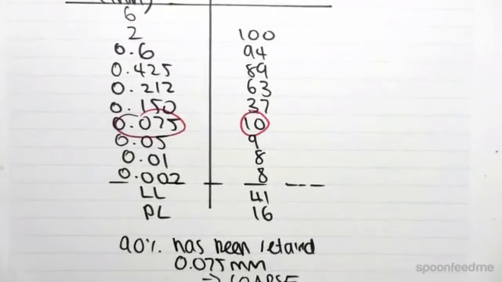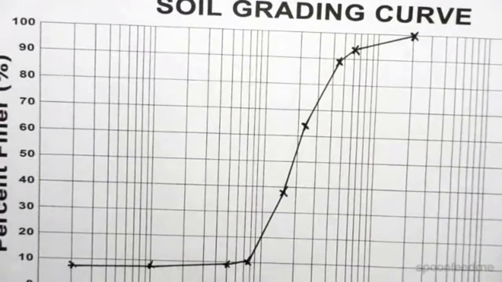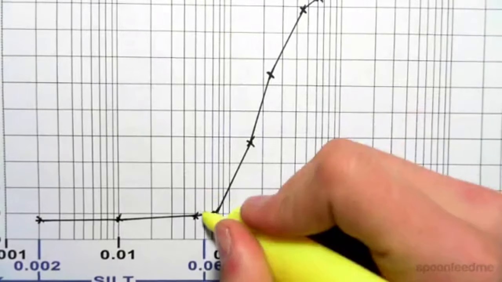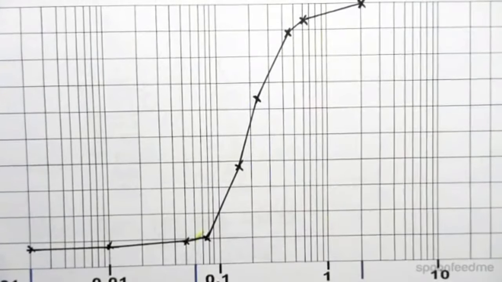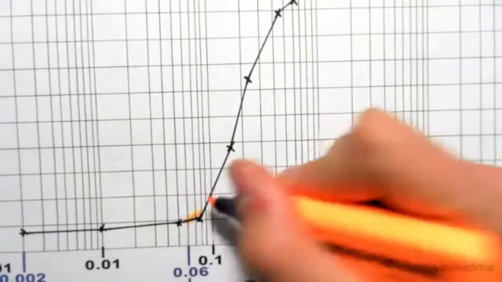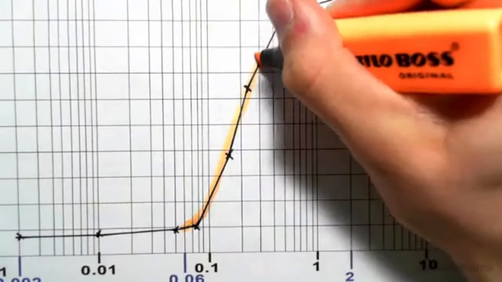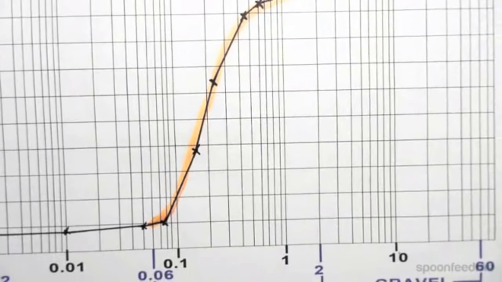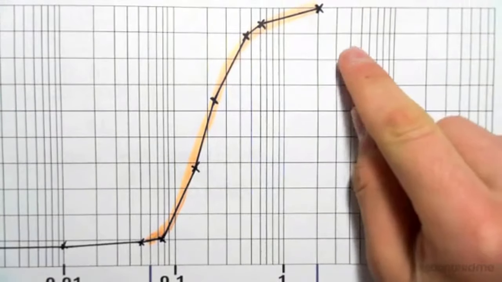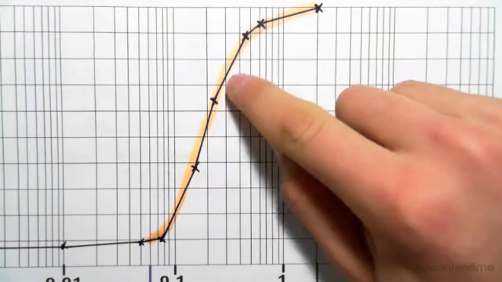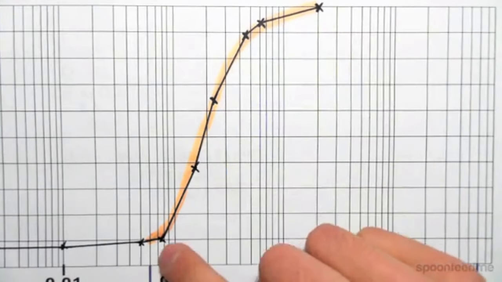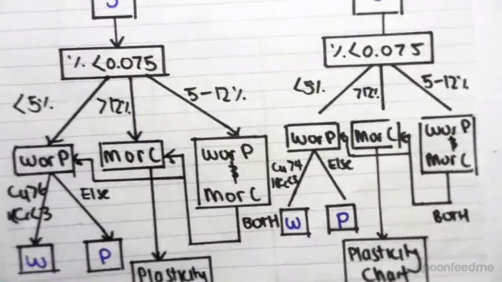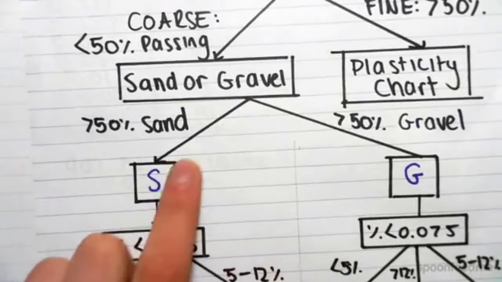We see that from our grading curve. We know that the sand spectrum is between 0.06 and 2 millimeters, so we could highlight that region. Let me highlight that in orange. So 0.06 to 2 is up there. And you can actually see in this example, we've got nothing beyond 2 millimeters, which is where the gravel starts. That means everything above 0.075 is only sand. So the majority is sand, which means we're coming down the S branch, the sand branch.